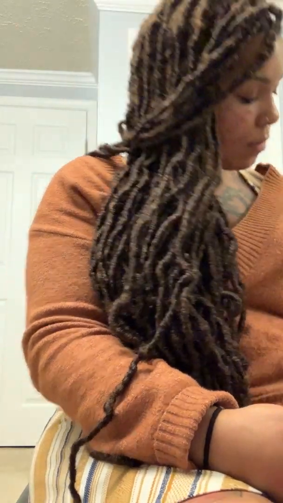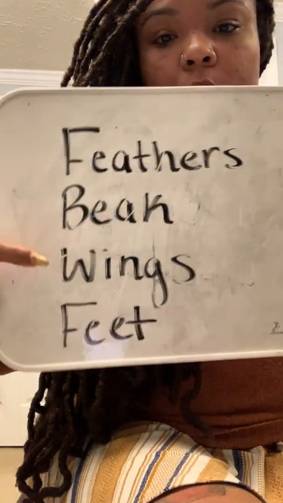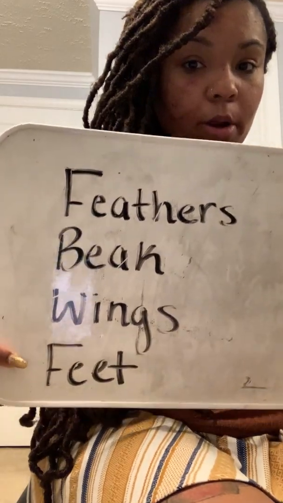Okay, now I also want to review the parts of a bird. What makes a bird a bird? And we've been talking about this the whole unit. There are 4 things that make a bird a bird. Very good. Feathers, beak, wings, and feet. Those are the 4 components that make a bird a bird.